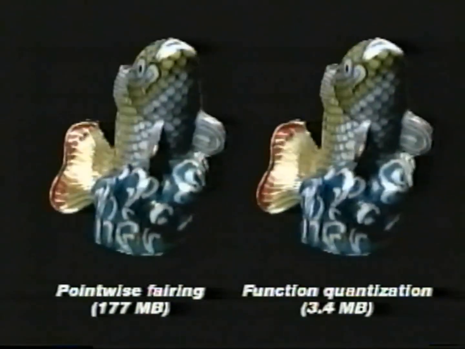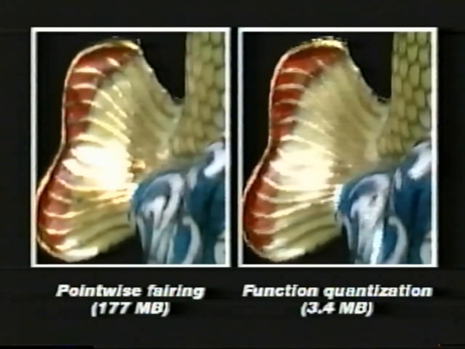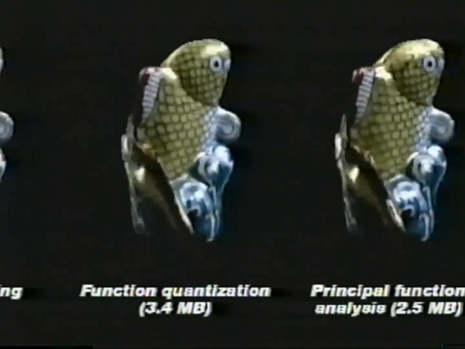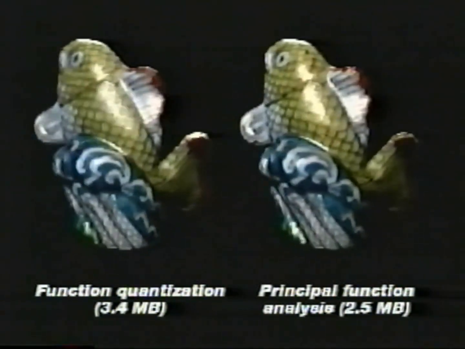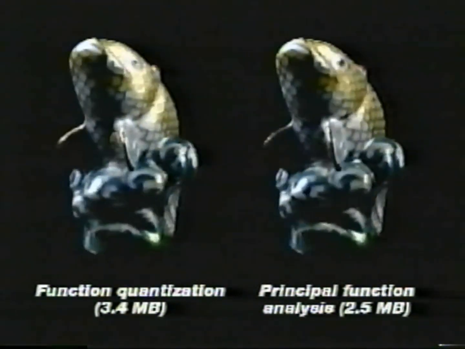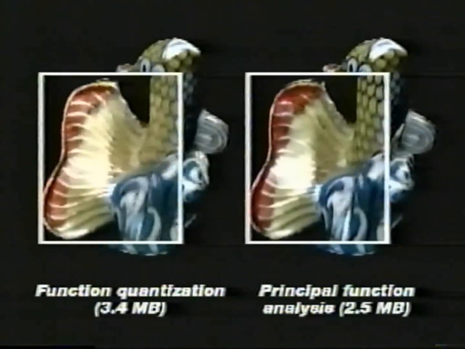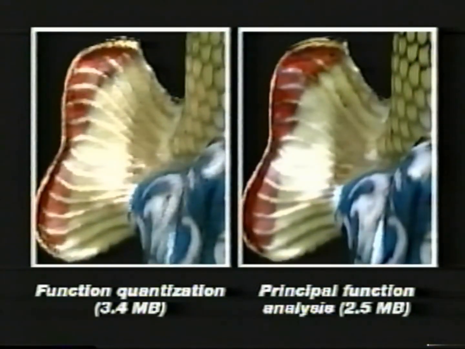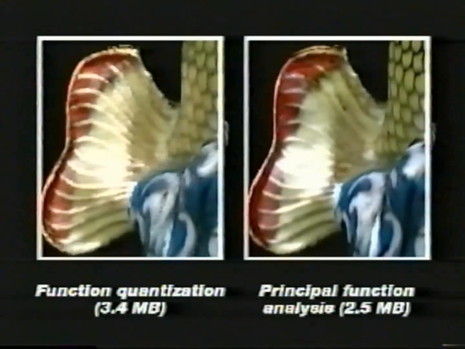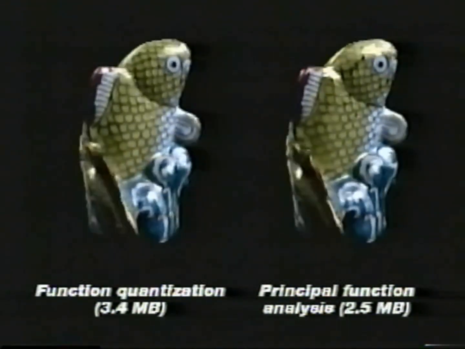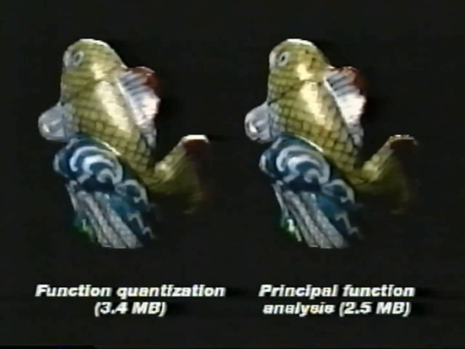One compression method is function quantization, a novel variation on vector quantization. The other compression algorithm, principal function analysis, is a variation on principal component analysis. Function quantization achieves higher fidelity to the input, but principal function analysis produces smoother results. The interactive renderer can render surface light fields directly from either of these compressed representations.